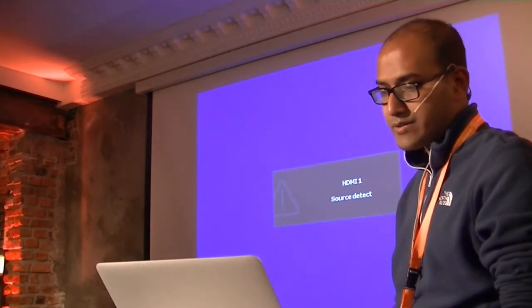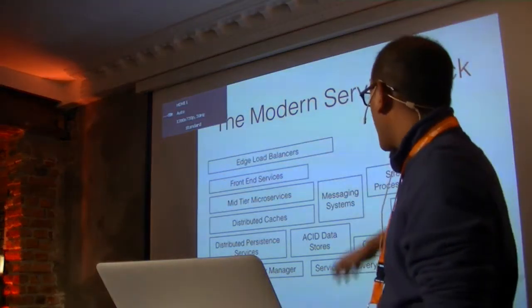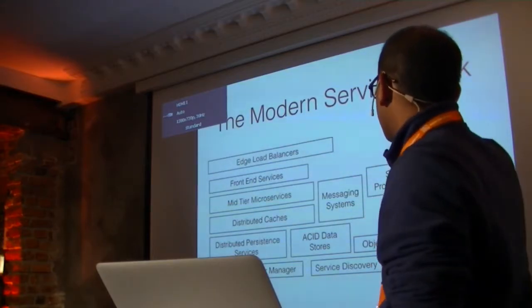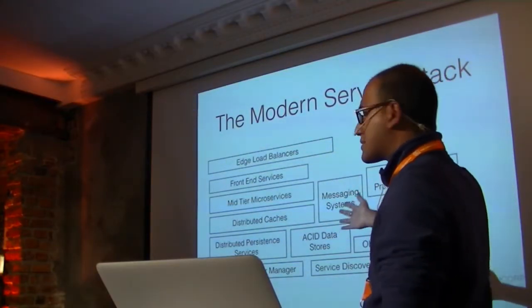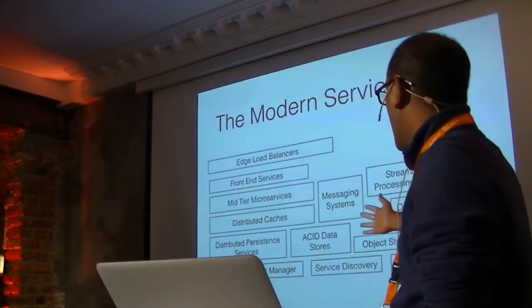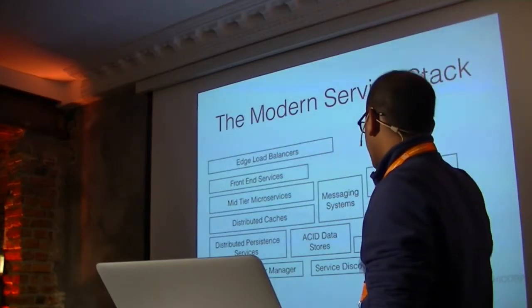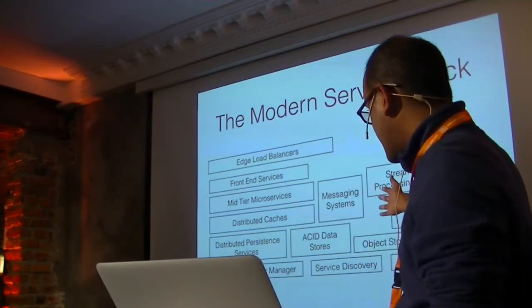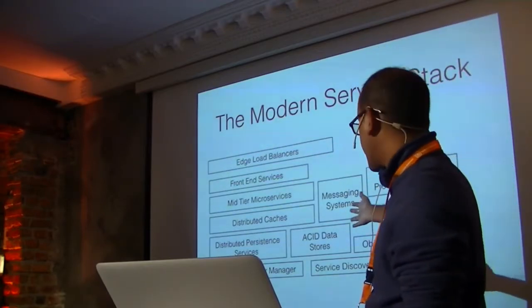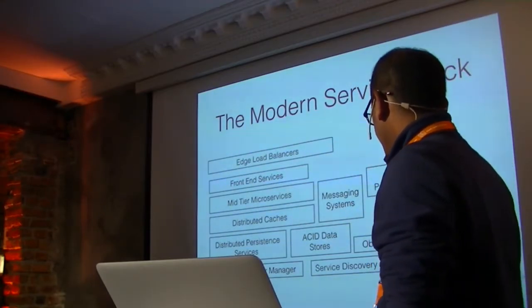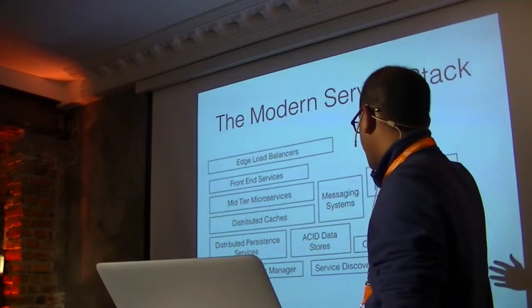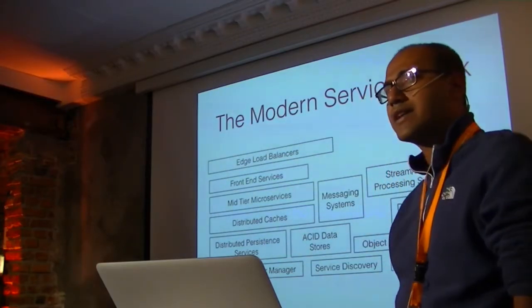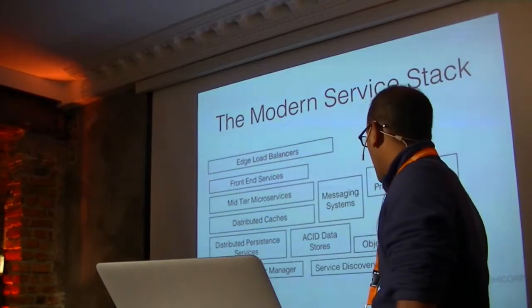Or like DNS or something. On top of the cluster managers and service discovery lies distributed persistent services like Cassandra, Riak, Voldemort or things like that, or like MySQL, Postgres kind of databases which are ACID, and then object stores which are basically like key value stores like Amazon S3.